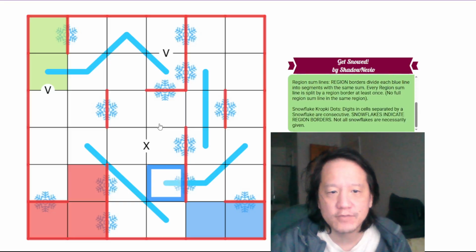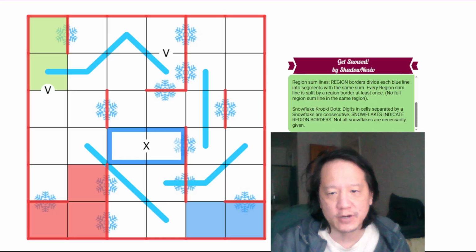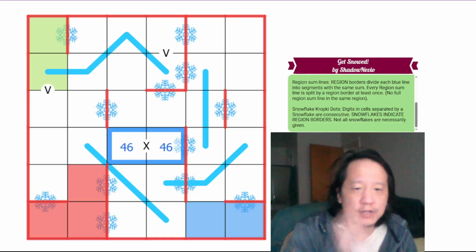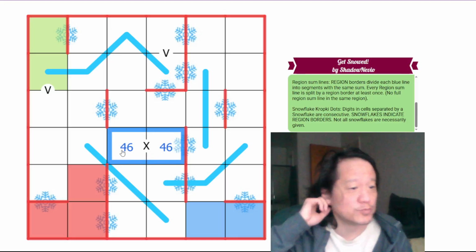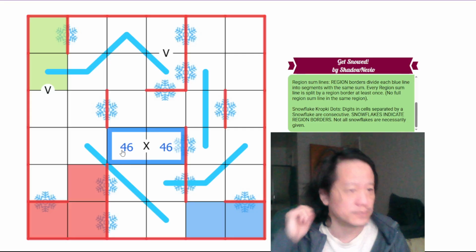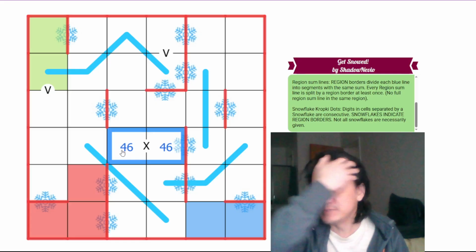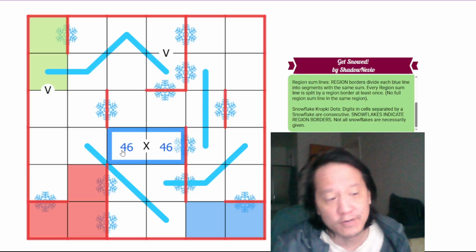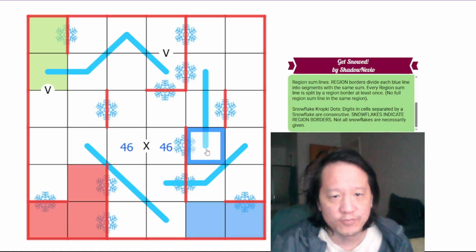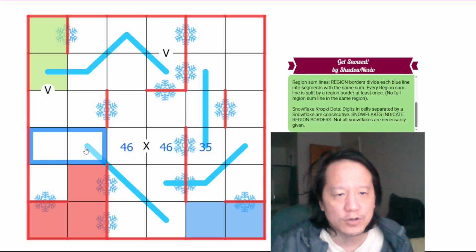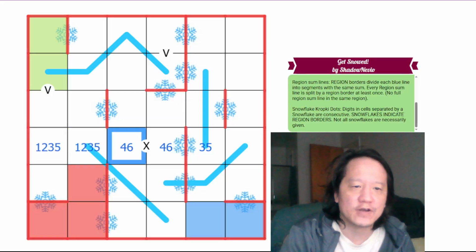What else do we have? Oh, this has to be a 4-6 pair. Because we know that you have only the digits 1 through 6 in this puzzle. And the only two that add up to 10 are 4 and 6. And this digit is consecutive with this digit. It can only be 3 or 5 here, then. The rest of this row is 1, 2, 3, and 5.